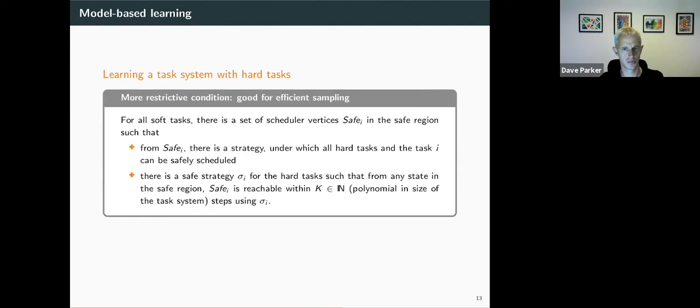For all soft tasks, there is a set of scheduler vertices safe i in the safe region such that for all safe i, there is a strategy under which all hard tasks and the task i can be safely scheduled. And there is a safe strategy sigma i for the hard task such that from any state in the safe region, safe i is reachable within k steps using sigma i. This k is bounded polynomially in the size of the task system. We proved that this is a sufficient condition for safe and efficient PAC learning.